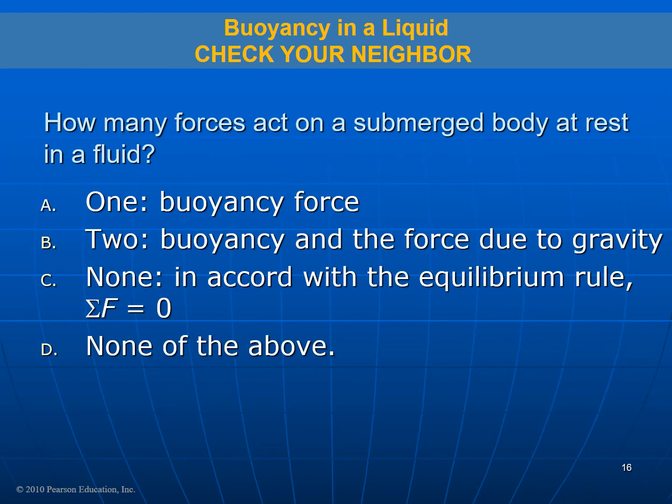Let us have this example. When you have a submerged object in a fluid, how many forces act on the submerged body at rest in the fluid? Is it one force, two forces, none, net force, or none of the above? Which one do you choose? Give me your answer.